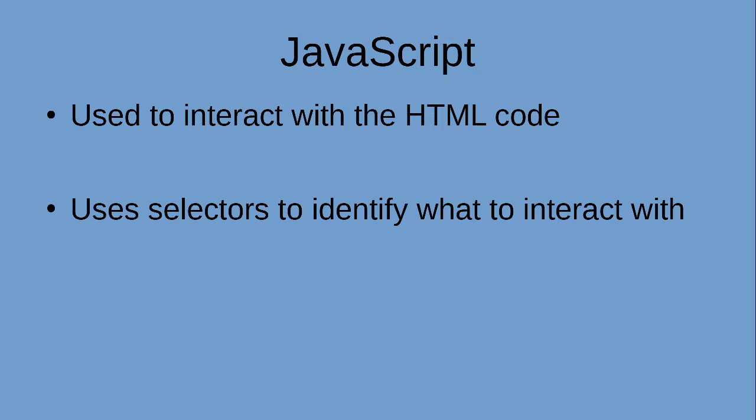Now, that's well and good as long as there's only one heading, but what if I want to update the text of one of the paragraphs in my file? How does JavaScript know which paragraph to change?